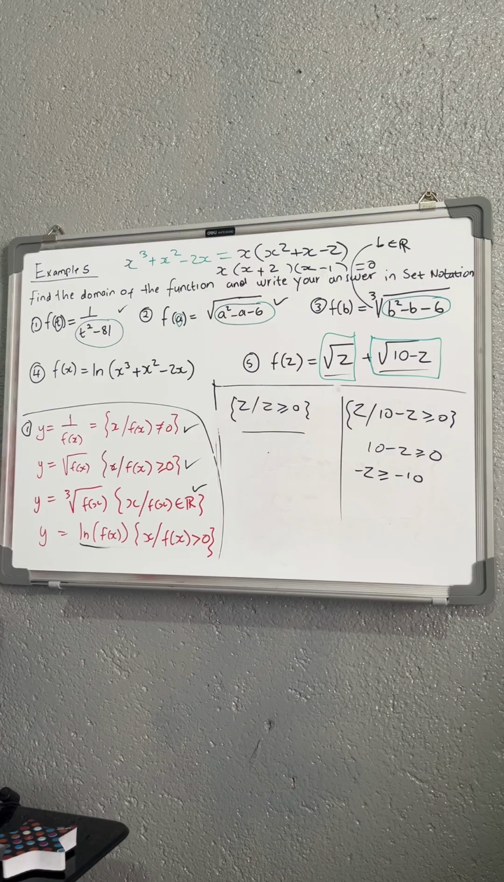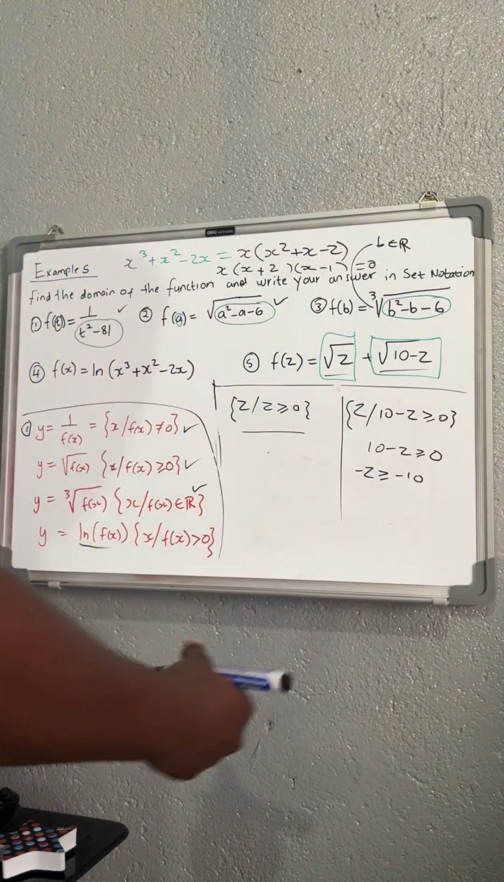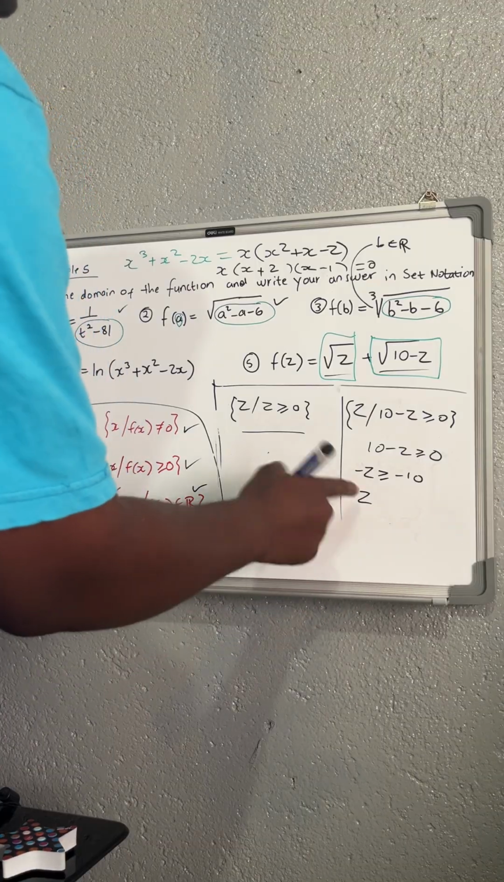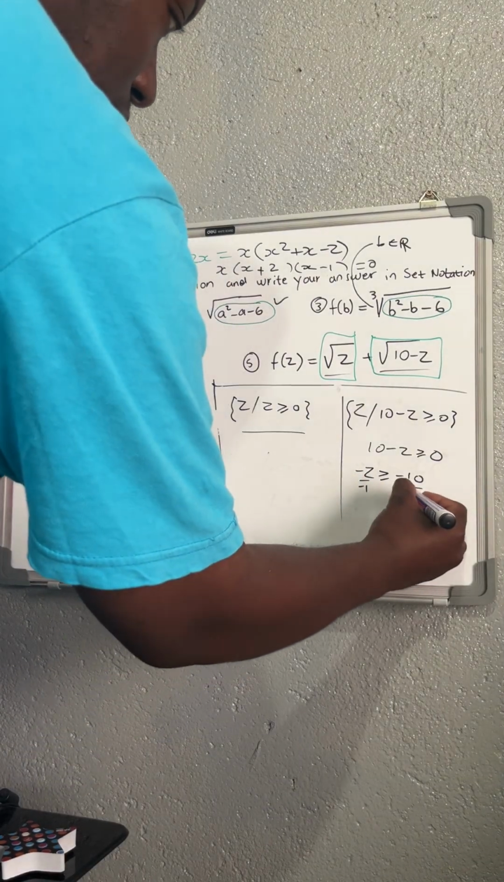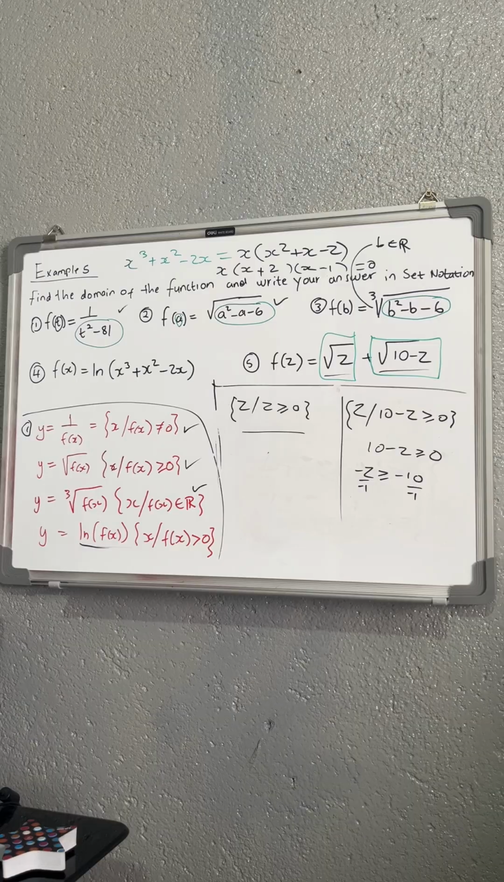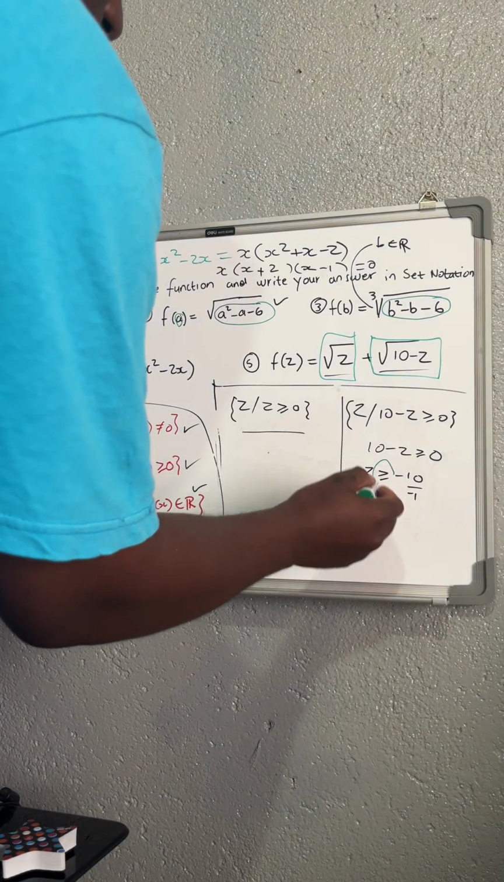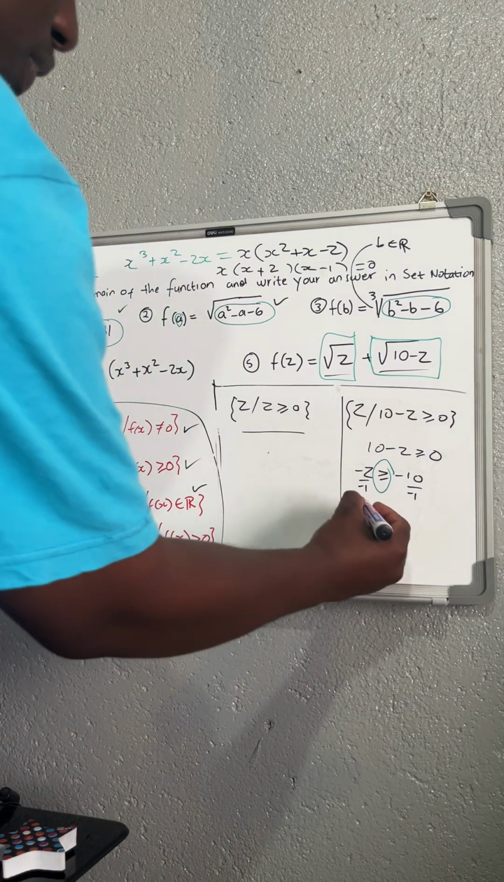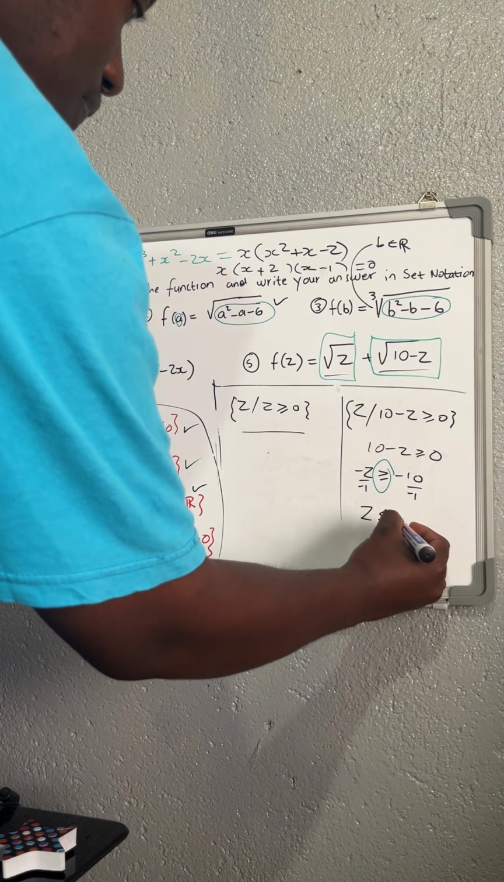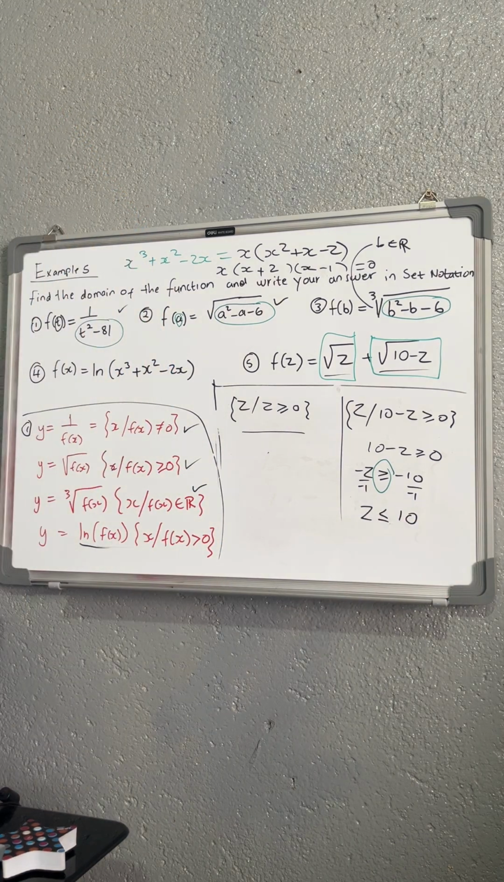Now we have to change the sign convention because we don't want to work with negatives. It means we have to divide by minus 1. And if we're dividing by minus 1, the sign in the middle is going to change. It's no longer going to be greater than or equal to, but now we're going to have z less than or equal to 10. You see? So that will basically be our answer.